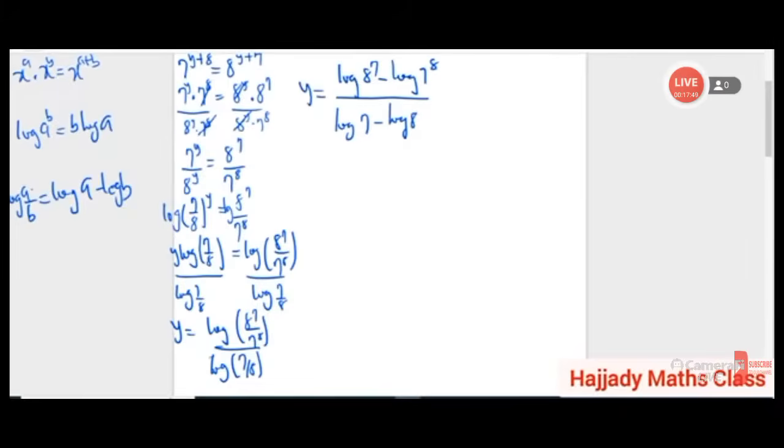From here, using the same law that says log a raised to power b is the same thing as b log a, the same thing can be applied there. So my y will be equal to 7 log 8 minus 8 log 7, everything over log 7 minus log 8.